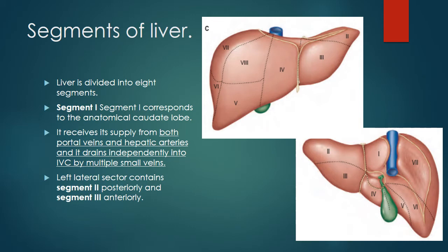Then the liver is further divided into segments. The liver is divided into 8 segments. Segment 1 corresponds to the anatomical caudate lobe. This one, the caudate lobe, is segment 1. This is a functionally independent lobe as it receives its supply from both portal veins and hepatic arteries, and it drains independently into the inferior vena cava by multiple small veins. Then when we see the left lateral sector, it contains segment 2 posteriorly and segment 3 anteriorly.